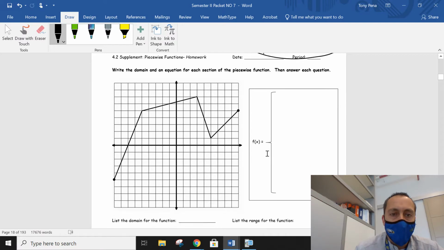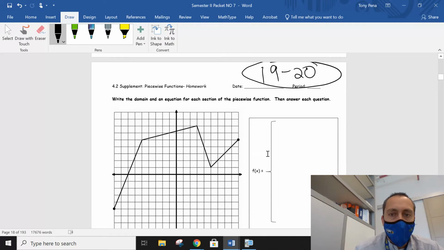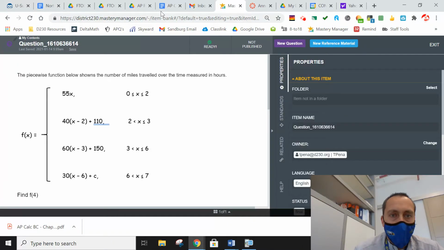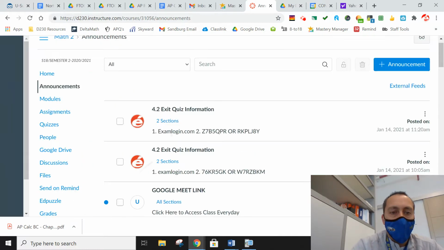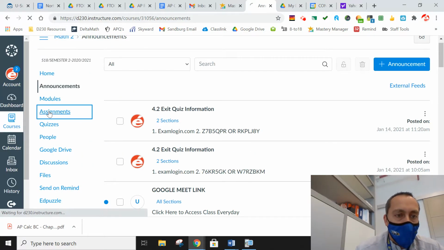So 19 through 20. If you don't have the packet, then if you just go to Canvas, it'll say the homework where it always says it in your assignments. And the assignment would be embedded in there for you to print or look off of your screen and write it on a blank piece of paper. All right, so whichever one of those options works, that's what you're going to be doing.